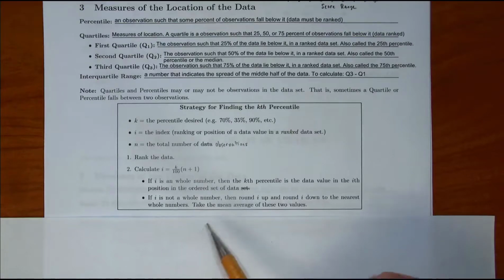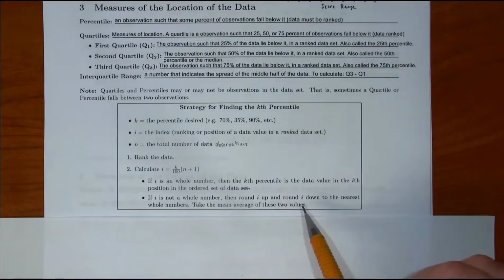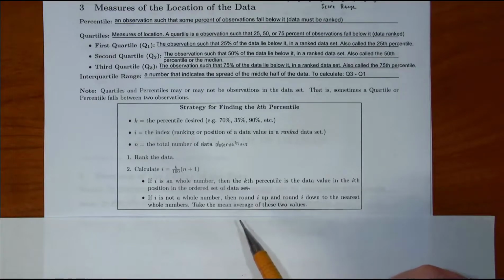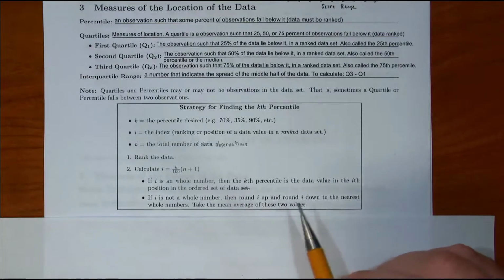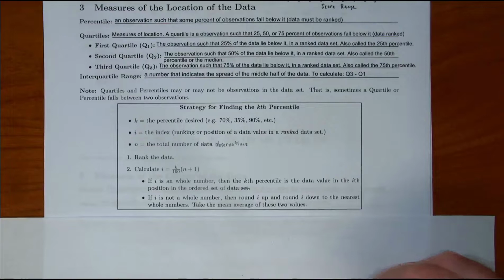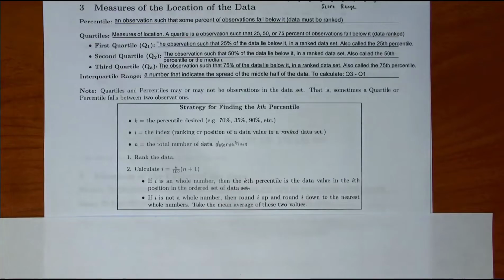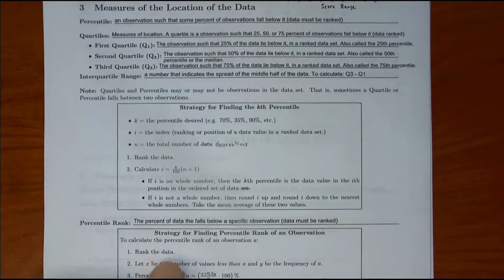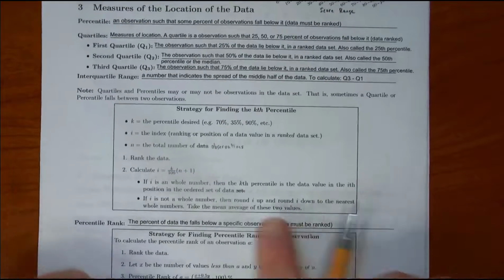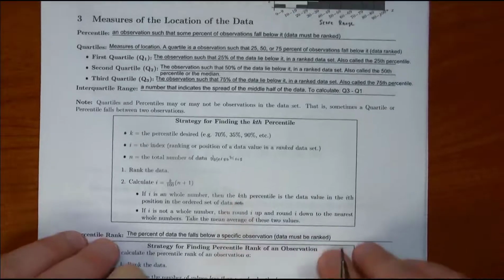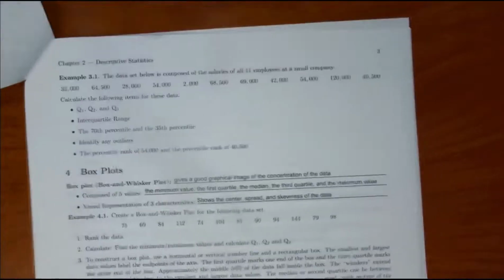Okay? What happens if I is like a decimal number? Well, then you have to round I up and down to the nearest whole numbers and take the mean average of the values in those two positions. So I know this might be a little kind of confusing. So what I'm going to do is we're going to skip to the next page real fast, do an example, and show how this works. Okay? Because there is one more definition here, one more formula, but I want to show you how to do percentiles first. Okay, so top of the next page.